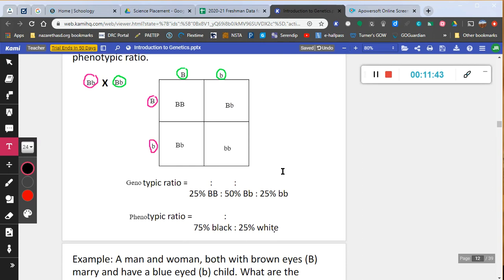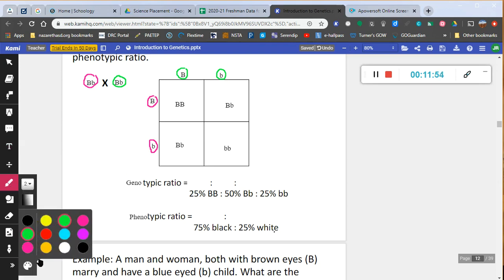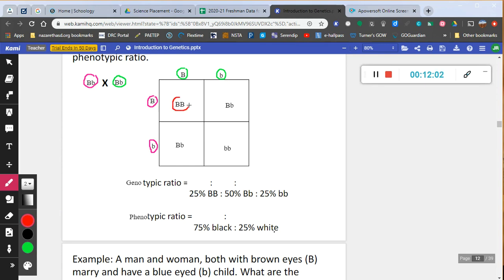Now, how do we figure out our ratios? All right, so our genotypic ratio is asking how many of the offspring are homozygous dominant. Well, if we take a look here, there's one right here. One offspring that's homozygous dominant. How many of the offspring are heterozygous? 1, 2. So I'll put a 2 here in my ratio.